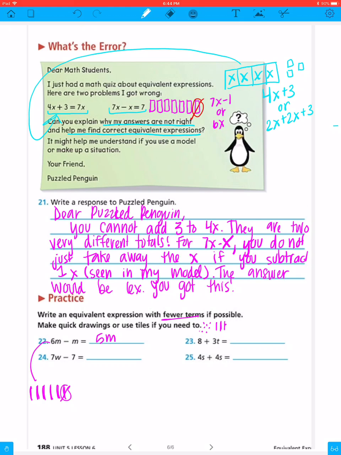Now, you try 24 and 25 on your own, so put it on pause. Oh, yay, you're back. Okay, so 23 is not possible. 24, 7w minus w, also not possible. I can't just subtract the 7 away. 2 totally different things. Now, if there was a number, we would be talking, but it's not possible. And number 25, 4s plus 4s, I can actually combine those to get a total of 8s.